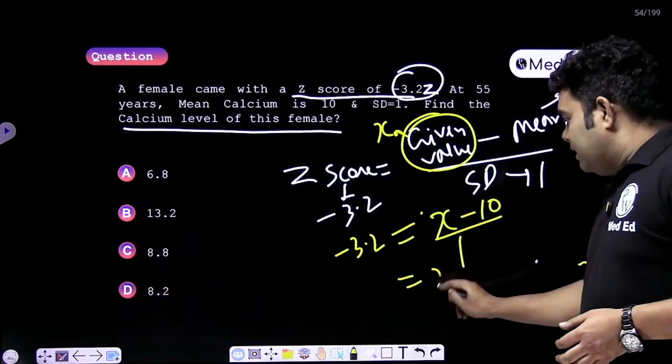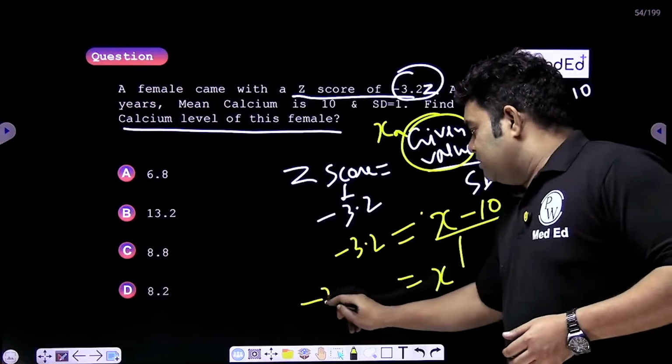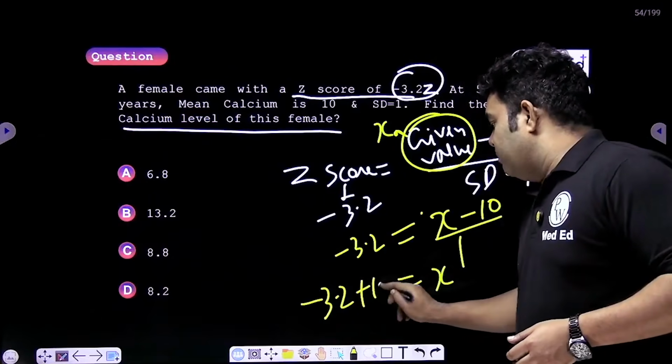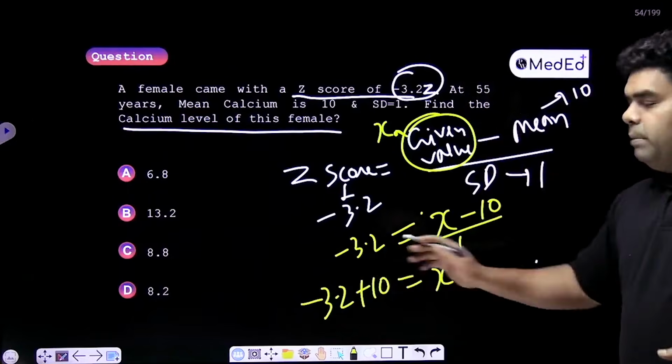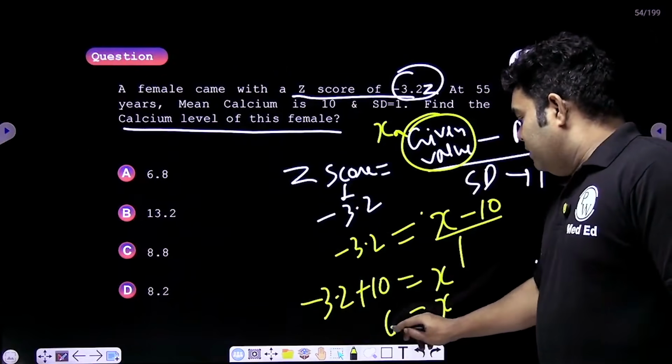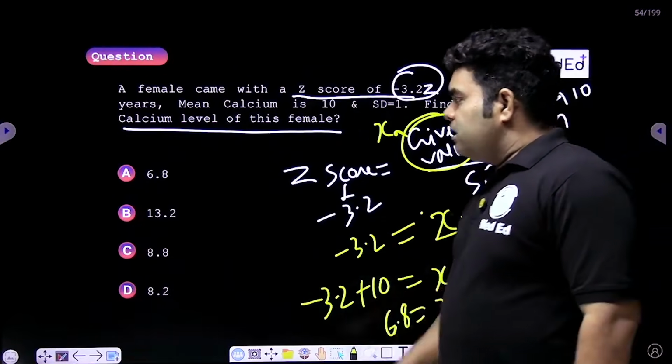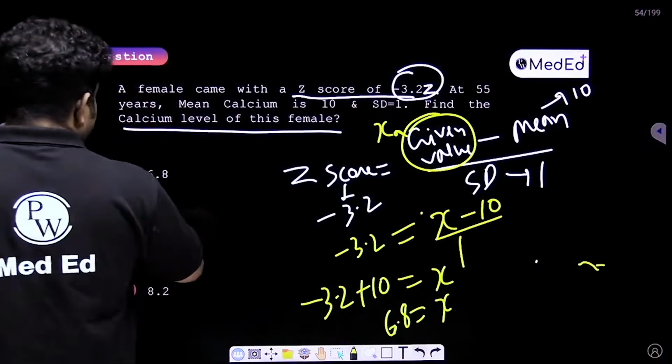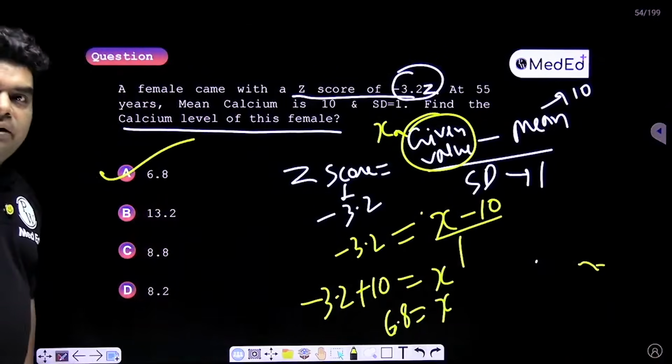and it will become x will be equal to minus 3.2 plus 10, because this minus 10 will go there, it will become plus 10. So x will come 6.8. So what is the calcium level of this lady? The calcium level of this lady is 6.8.